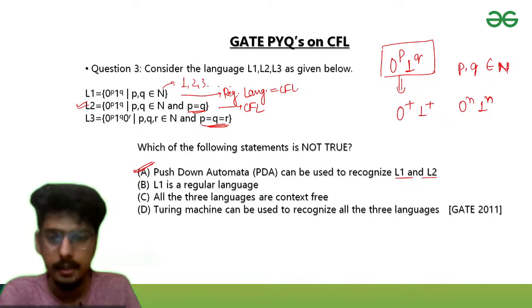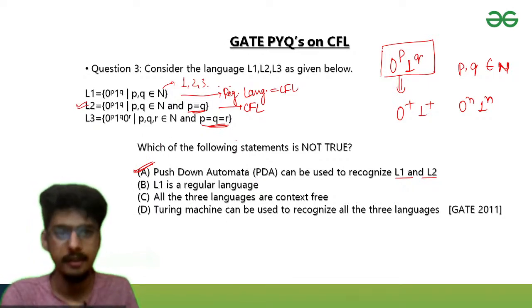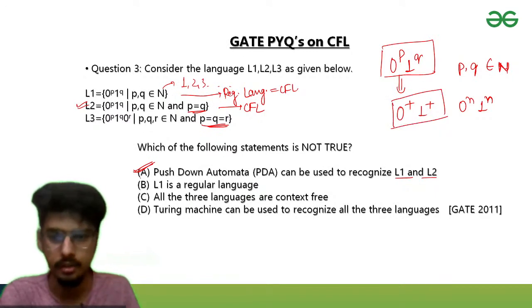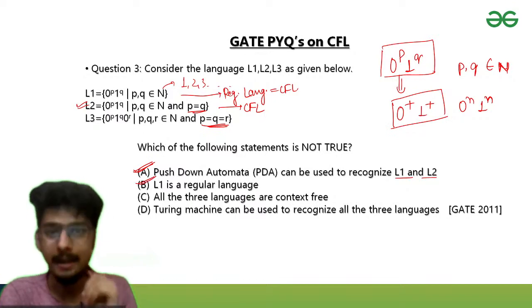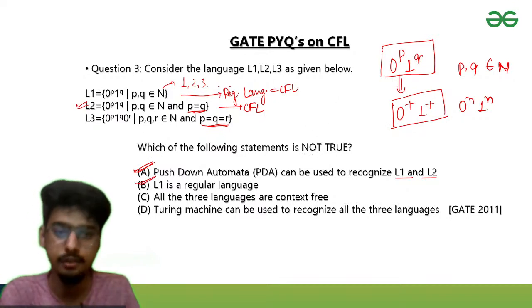Then B says that L1 is a regular language. So it is a regular language. I told you it can be shown with the regular expression 0 plus 1 plus. So this is also correct. So this will not be the right answer, because the question says which is not correct.